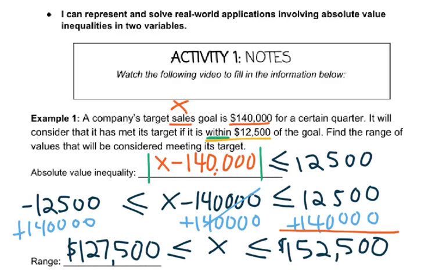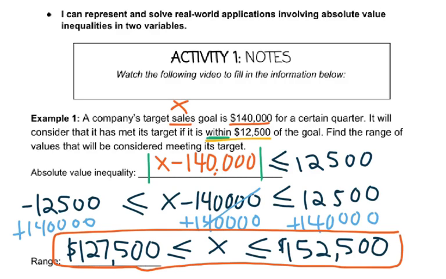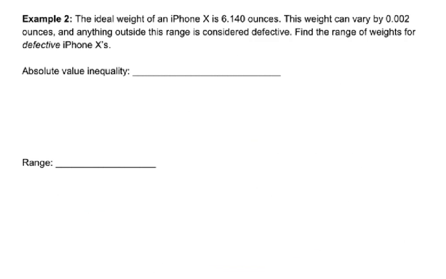And so then this is my range of acceptable target values. And if you think about it, that makes sense. So if the target could go a little above 140,000 and it could go below, but it needs to be in that range in order to be considered meeting its target. So let's look at one more example.